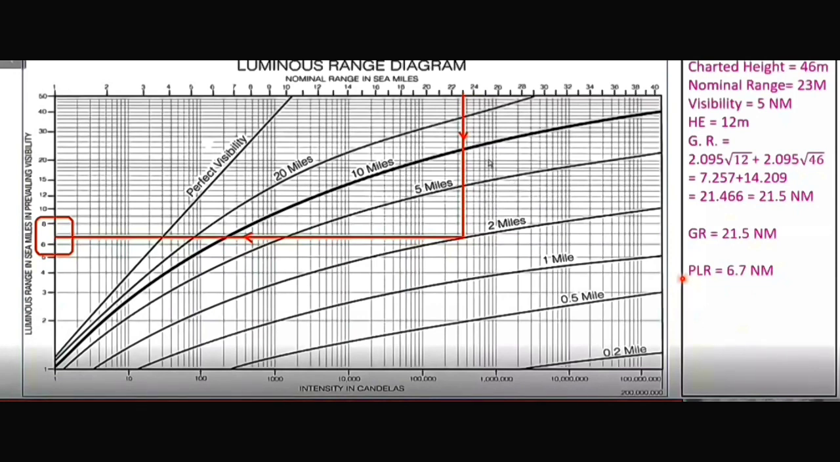So beta, this is how the diagram is used. We enter with nominal range.